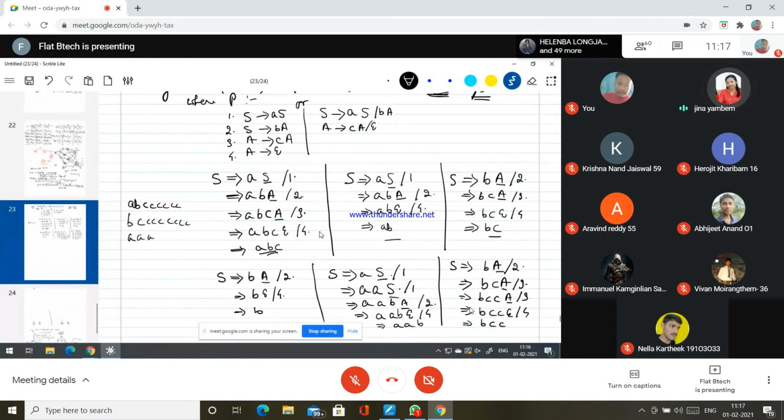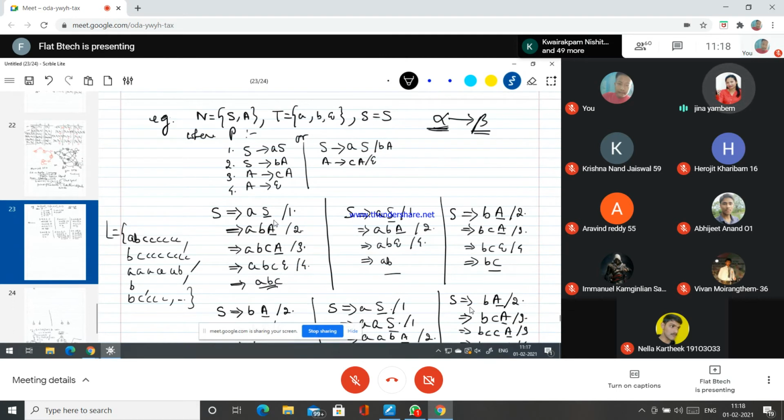A, B, we can derive. Then what else? Single B we can derive. Then B, C, C, oh, it's already there. So these are the possible language, the possible strings which could be derived using this particular grammar.